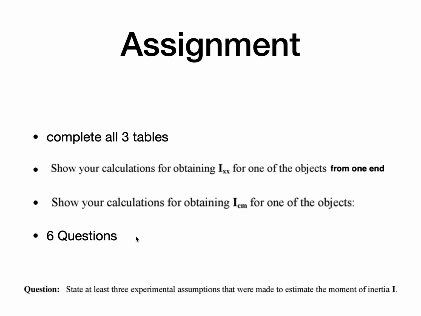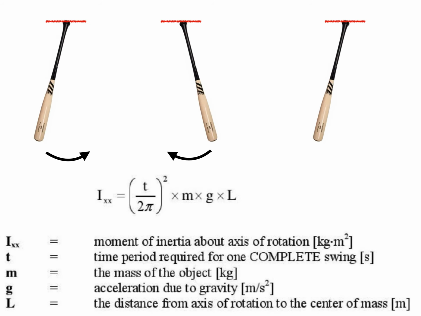And also there are 6 questions you have to answer in the assignment. And one question is here. That's usually something we discuss in in-person classes, but I'm just going to give you the answer right now, and I'm going to talk about it verbally. So you have to think about it. I'm not gonna type it in my PDF. So the question is, state at least 3 experimental assumptions that were made to estimate the moment of inertia. So this is about this experiment. We swing the baseball bat. We need to think about 3 assumptions before we put it into the equation.